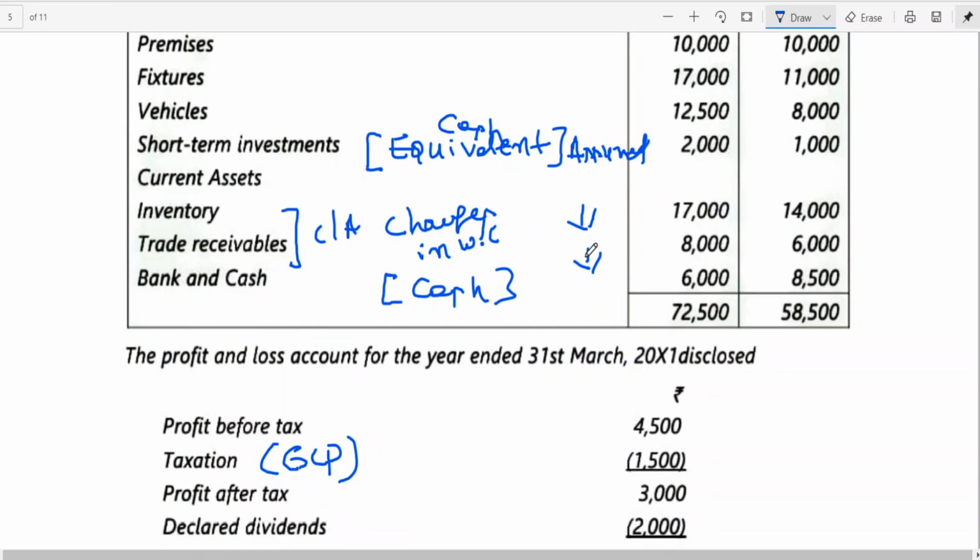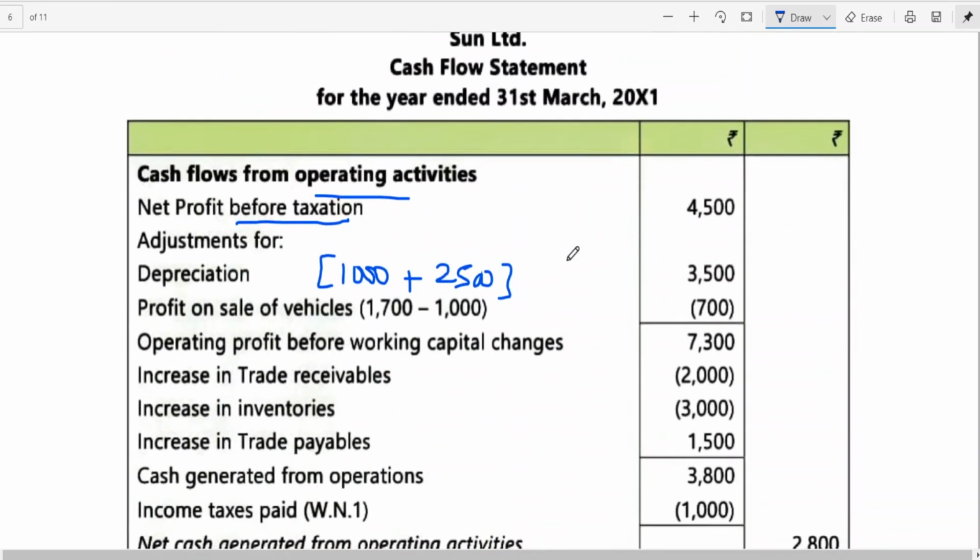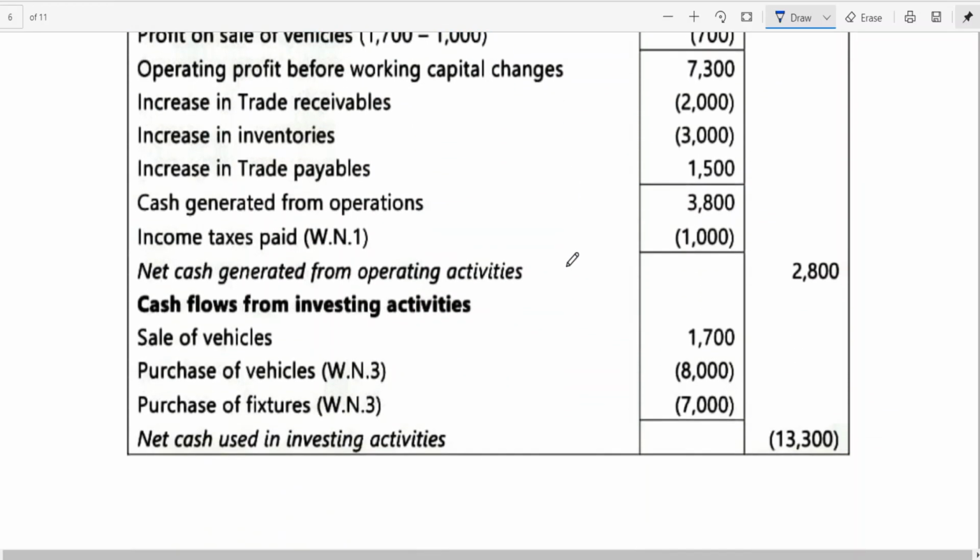Okay, that has been given anyhow in the working notes, that you can see. So same like the previous problem that we have discussed, we are getting income tax paid in working notes, 1000 rupees. So therefore you are getting net cash generated from operating activities amounting to 2800.